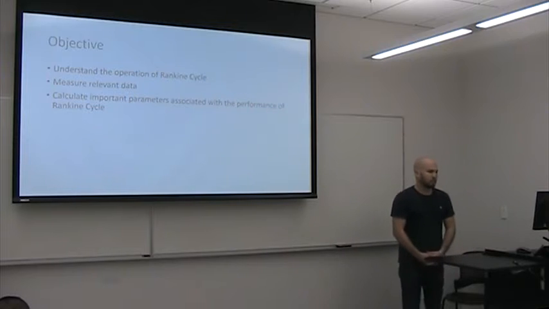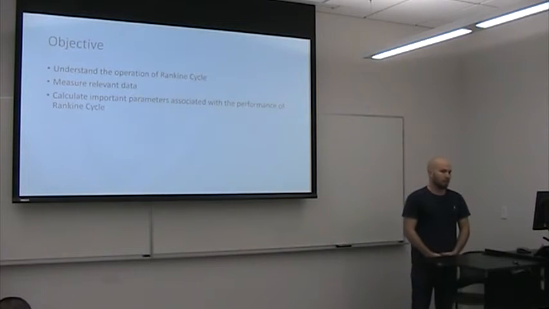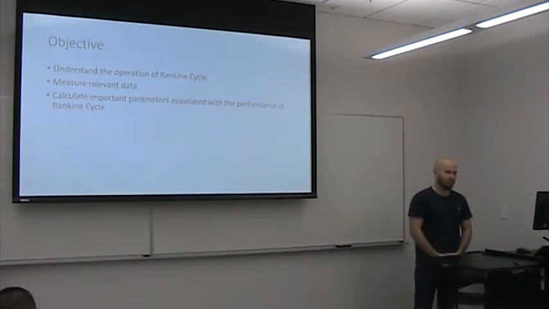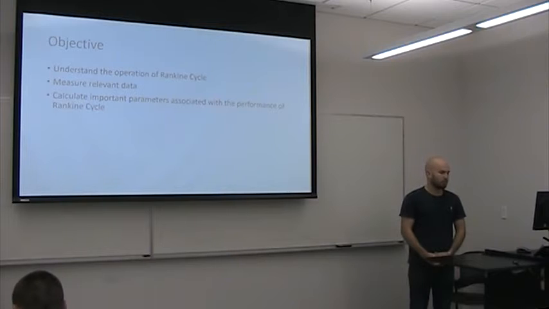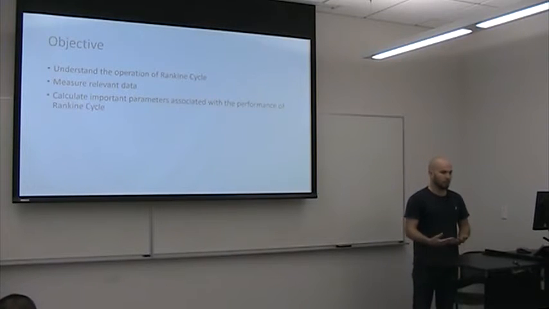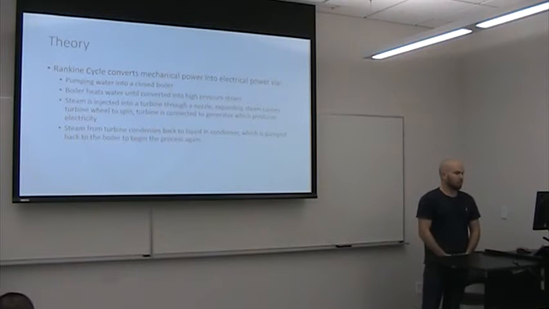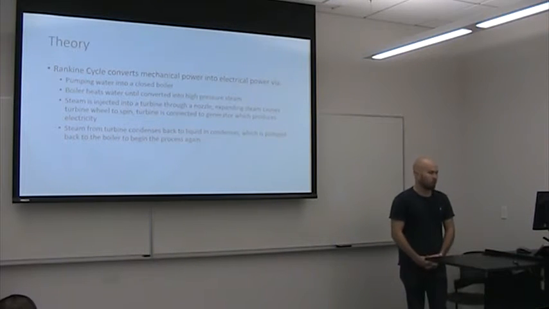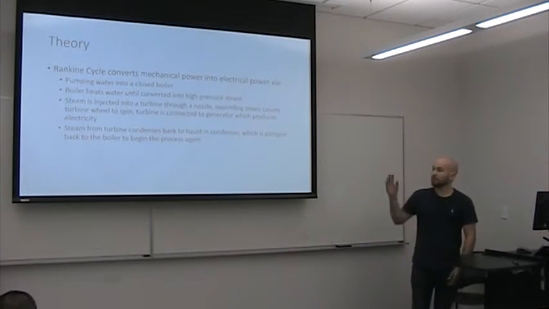Our objective in this experiment is to understand the Rankine cycle, and then we're going to measure the relevant data that was described in the experiment. Then we're going to calculate the associated parameters that are important to the Rankine cycle and give its performance. The theory of the Rankine cycle is that it converts mechanical power into electrical power using these simple things here.